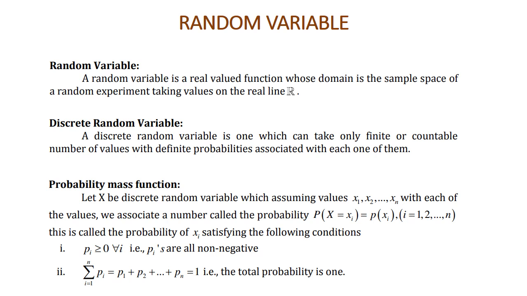So this probability mass function satisfies the following two conditions. P of xi is greater than or equal to 0 for every i, that is Pi should be non-negative, and summation of Pi is equal to 1, that is the total probability is equal to 1.